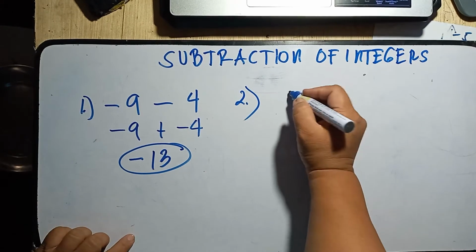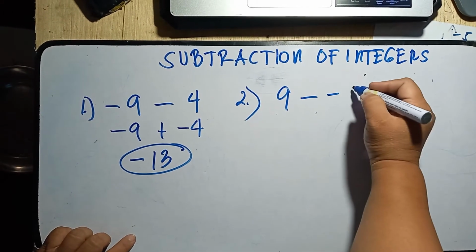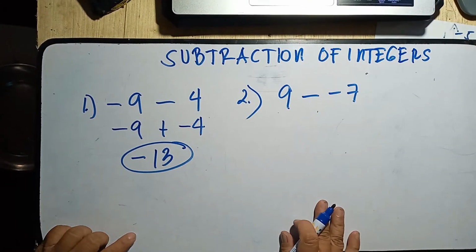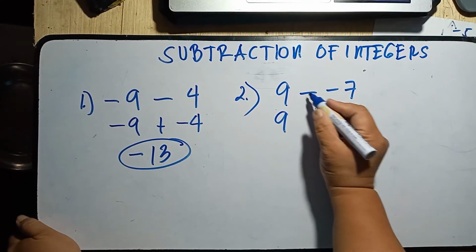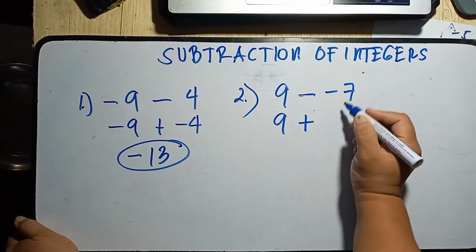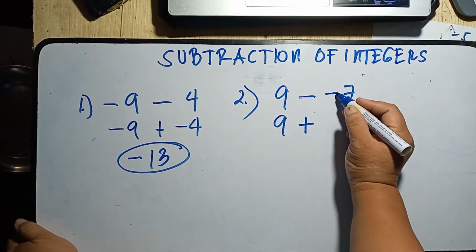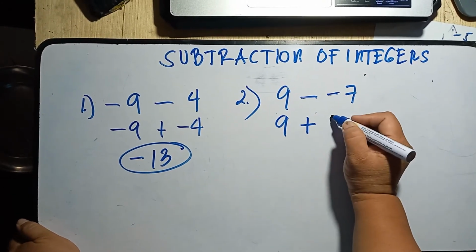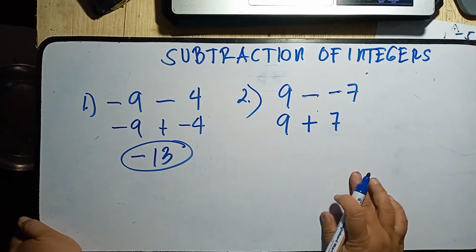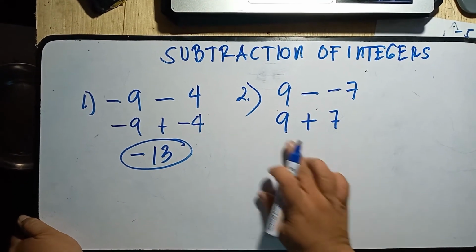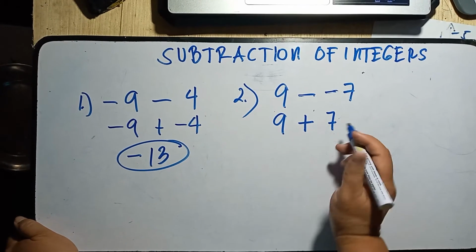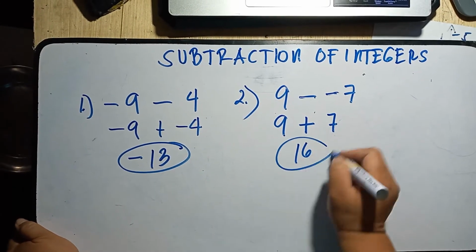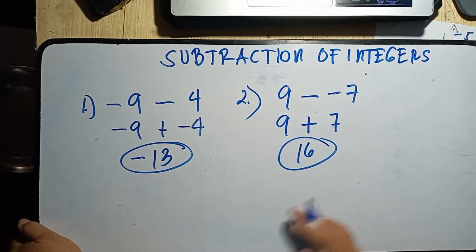Example number 2, we have 9 minus negative 7. So, again, keep the minuend, change minus to a plus sign, change the sign of the subtrahend, or we get the opposite of the subtrahend. So, proceed to addition. 9 plus 7 is 16. That's it. Example number 3.